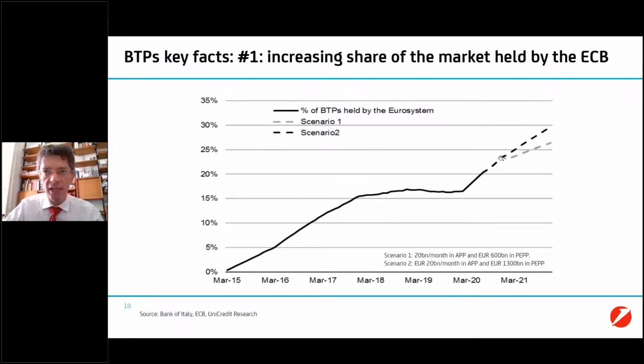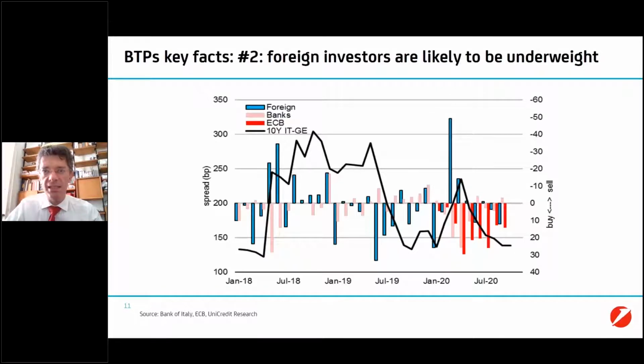At the moment, we estimated that about 22–23% of the BTP market is held by the Eurosystem, and we expect that more will be purchased in 2021, bringing the total share to something close to 30%. It's an important factor that, in our view, is going to keep BTP yields subdued.